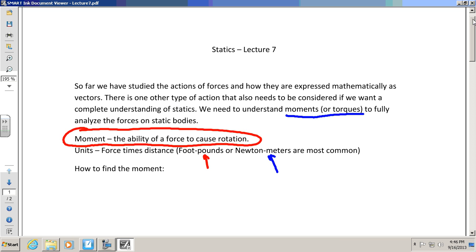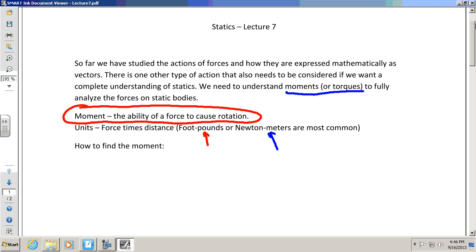And this is really important stuff. We've been doing a lot of stuff just with forces, and forces are the most fundamental. But you've got to understand moments too. And eventually we'll be writing equations of all the forces equal to zero and all the moments equal to zero. So we'll have more equations.